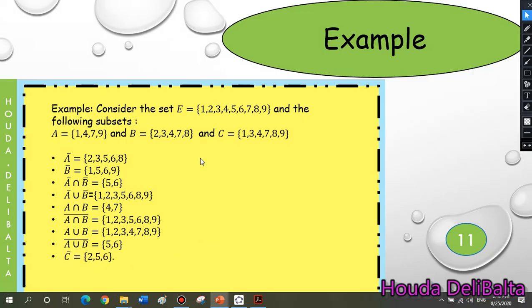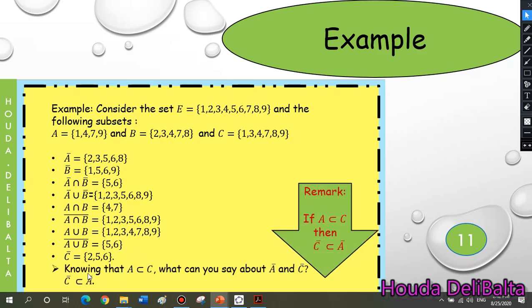C bar. If I have to find the complement of C, the missing elements are 2, 5, and 6 only. And finally, we have to discover a remark that says, notice that A is a subset of C. Notice that the elements of A are included in C, and A is a smaller set that's a subset of C. So by logic, because the missing elements of A are more than the missing elements of C, we'll conclude that C bar is a subset of A bar.